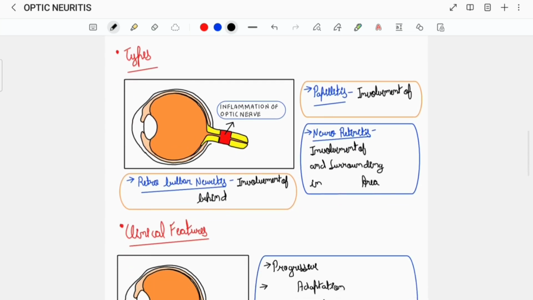Optic neuritis has been classified into three types. Either it can be papillitis, wherein there is involvement of the optic disc, or it can be neuroretinitis, wherein there is involvement of the optic disc and the surrounding retina in the macular area, or it can be a retrobulbar neuritis, wherein there is involvement of the optic nerve behind the eyeball.